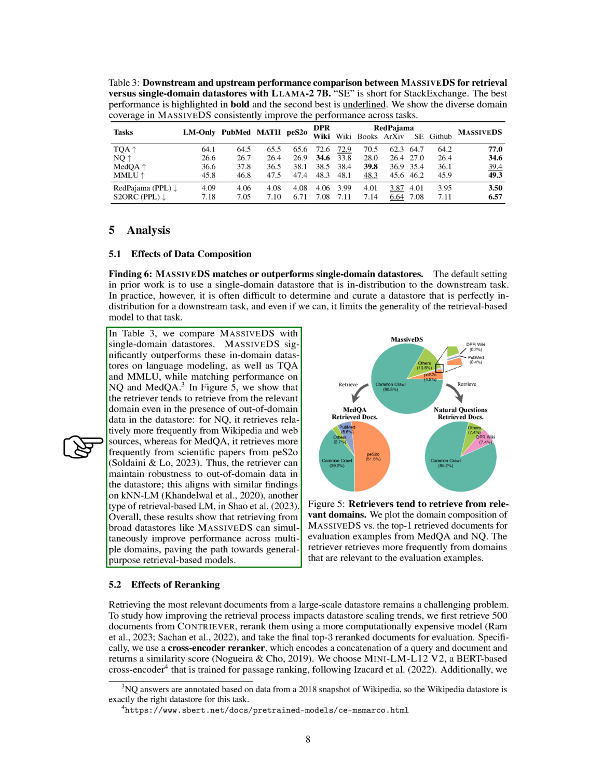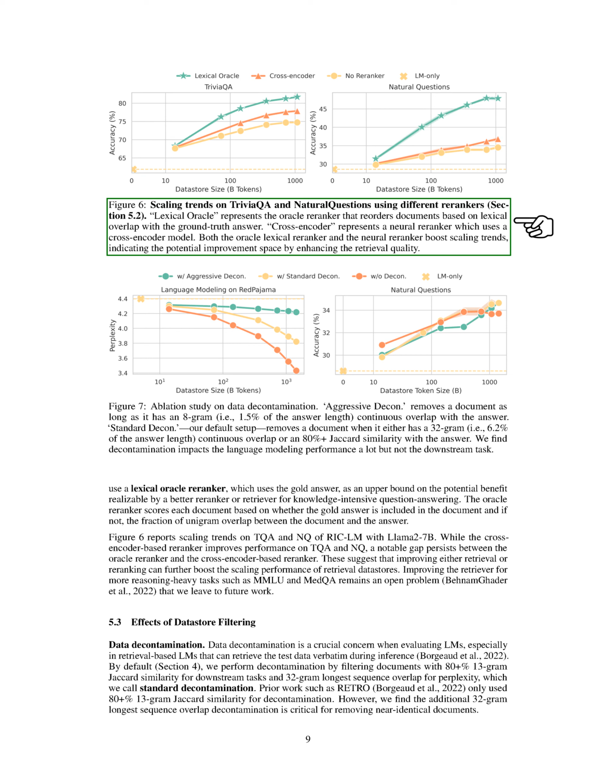Lastly, we address the effects of re-ranking. Retrieving the most relevant documents from a large datastore is a complex challenge. To understand how improving the retrieval process affects datastore scaling, we first retrieve 500 documents from Contriever, then re-rank them using a more complex model, and finally select the top 22 re-ranked documents for evaluation.